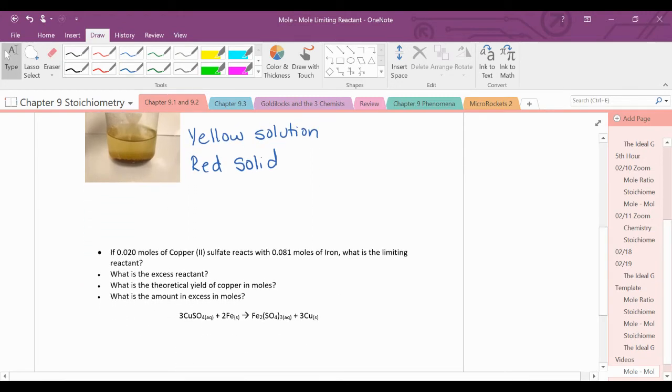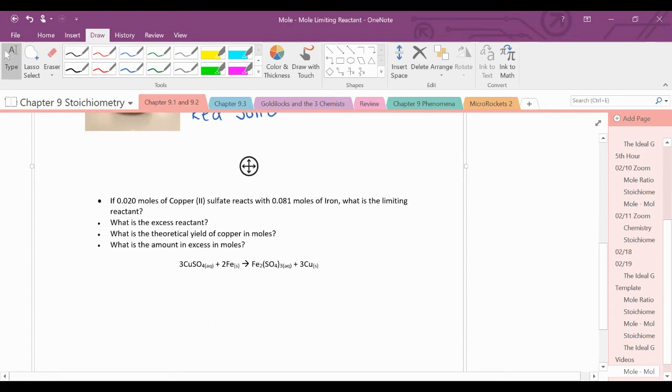So our problem is if we have 0.020 moles of copper(II) sulfate reacting with 0.081 moles of iron, what is the limiting reactant? What is the excess reactant? What is the theoretical yield of copper in moles? What is the amount in excess in moles? So there are quite a few problems in here, and we'll tackle them one at a time.